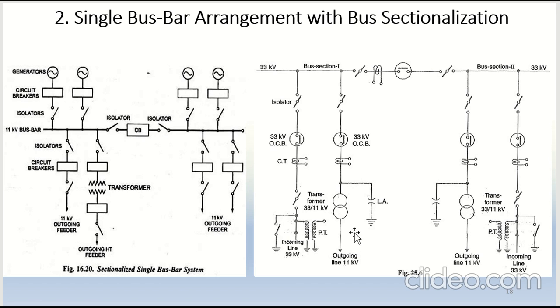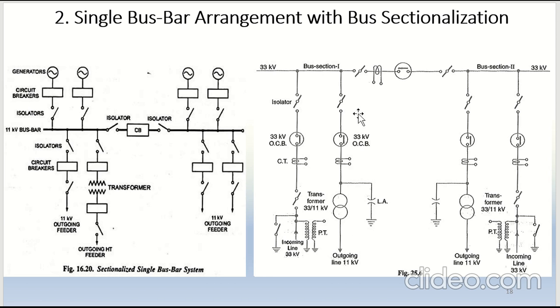If you see this diagram also, there's an incoming line and an outgoing line connected through a bus coupler, that is an isolator, a bus coupler, a circuit breaker and an isolator, which connects to bus section 2, where again there is an incoming line and an outgoing line.